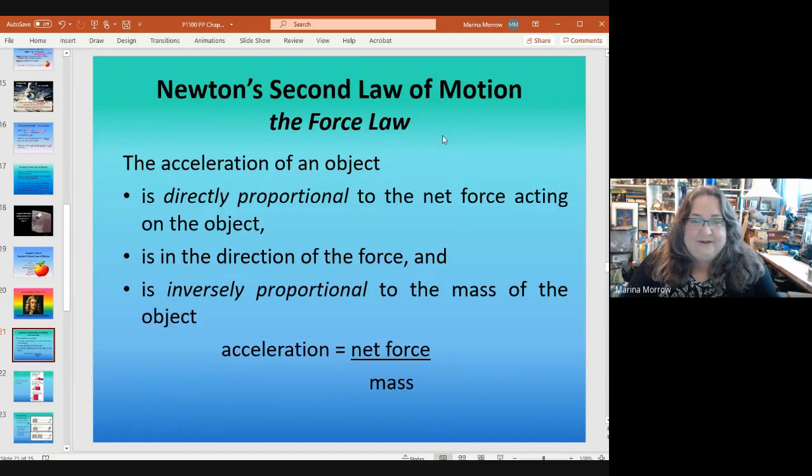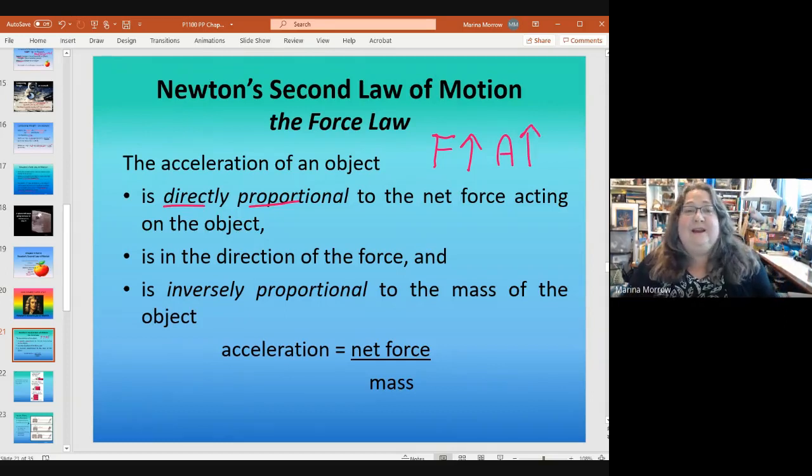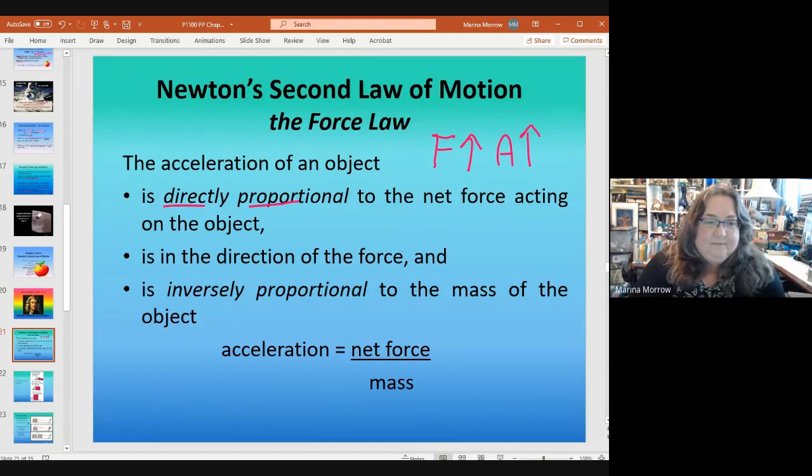Now, Newton's second law of motion is called the force law. The acceleration of an object is directly proportional to the net force acting on an object. Now, what do we mean by directly proportional? Directly proportional means that if one increases, the other increases. And so we've got the force and the acceleration. So in other words, if you increase the force, then you also increase the acceleration. So they both go up together. And usually we're talking about a linear fashion here also for directly proportional. So if force goes twice as much, the acceleration is increased twice as much.